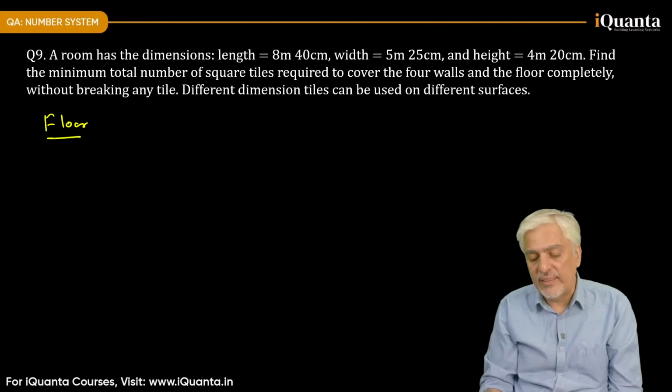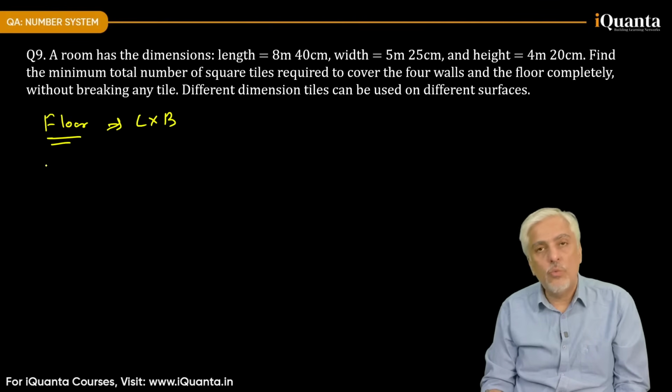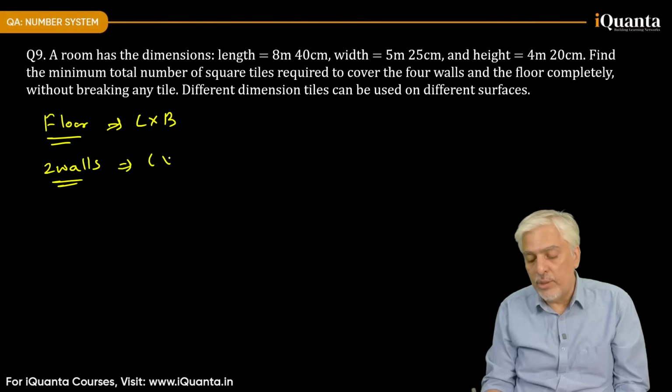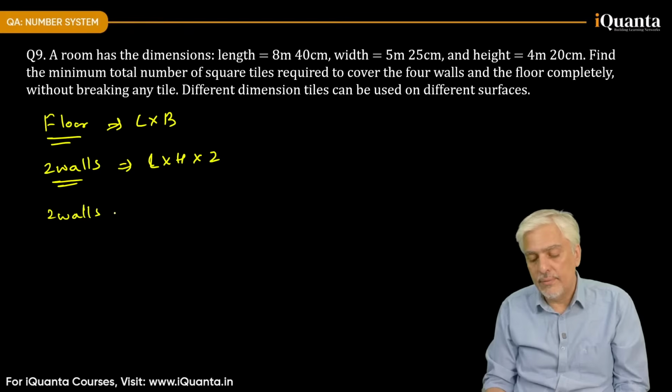इसमें फ्लोर इज लेंथ इंटू ब्रेथ. 2 walls are length into height 2 बार, and the other 2 walls are breadth into height 2 बार.